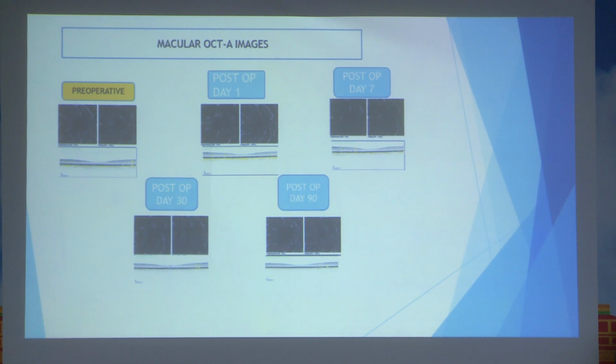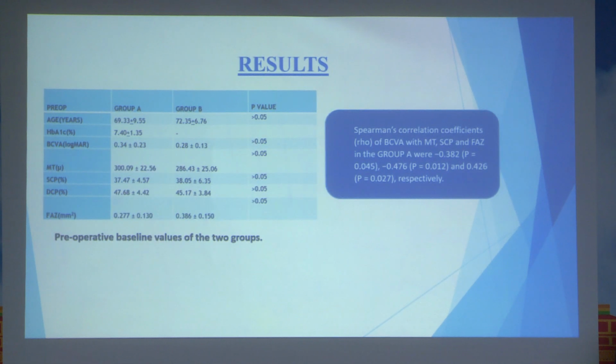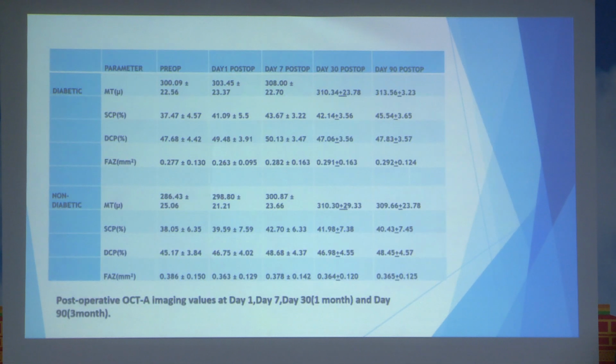This is the macular OCT and OCTA images of one of the patients in the study. We have shown the pre-operative, and the post-op day 1, day 7, day 30 and day 90 images. This is the quantitative pre-operative baseline values of the two groups, group A and group B. In this, the Spearman correlation coefficient of the best corrected visual acuity with the macular thickness, superficial capillary plexus, and foveal avascular zone in group A was found to be statistically significant. These are again the quantitative post-operative OCT angiography values on day 1, day 7, day 30 and day 90.